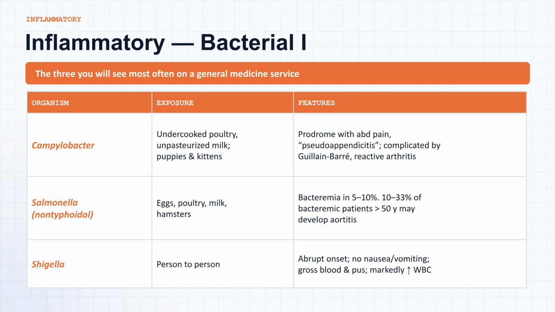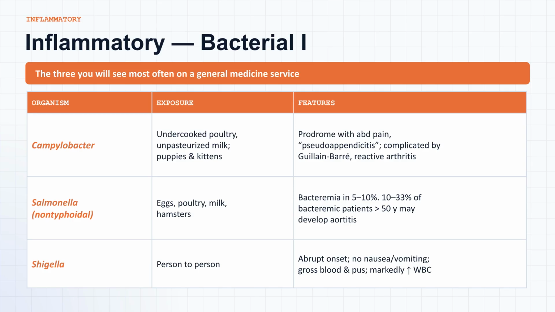It often opens with a prodrome of abdominal pain that mimics appendicitis, so-called pseudoappendicitis. It can be complicated by Guillain-Barré syndrome and by reactive arthritis. Non-typhoidal salmonella comes from eggs, poultry, milk, and pet hamsters. Bacteremia occurs in 5 to 10%, and 10 to 33% of bacteremic patients over age 50 may develop aortitis. Shigella is abrupt, no vomiting, gross blood and pus, and a strikingly high white count.